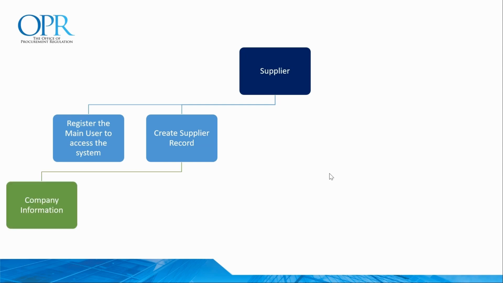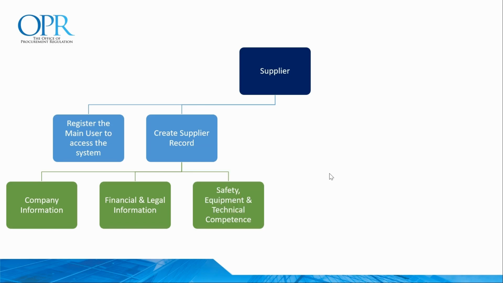Now, the information that we said we're looking to capture will be at broad levels, will be the company information, financial and legal information, safety, equipment, and technical competence. The supplier will also be able to upload documents which will provide evidence of the information that he is supplying. And so we'll go through some more details of what these documents look like.